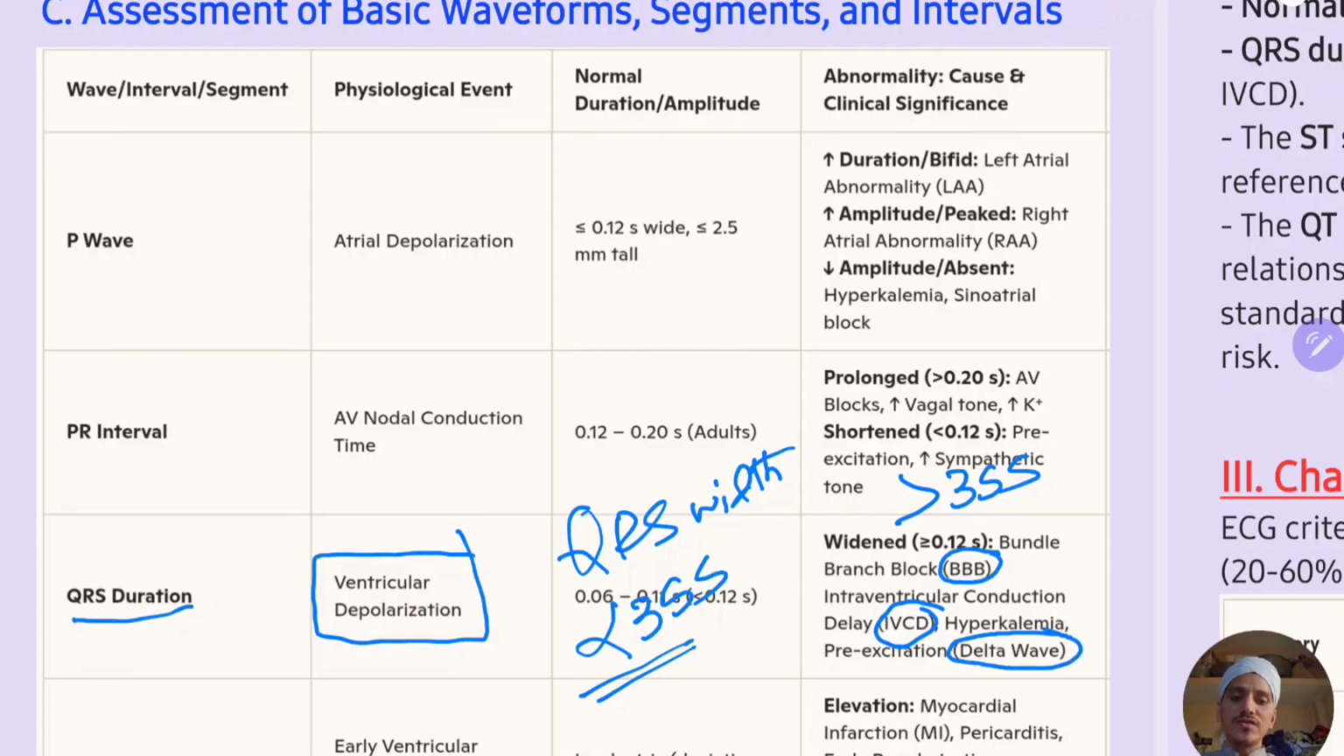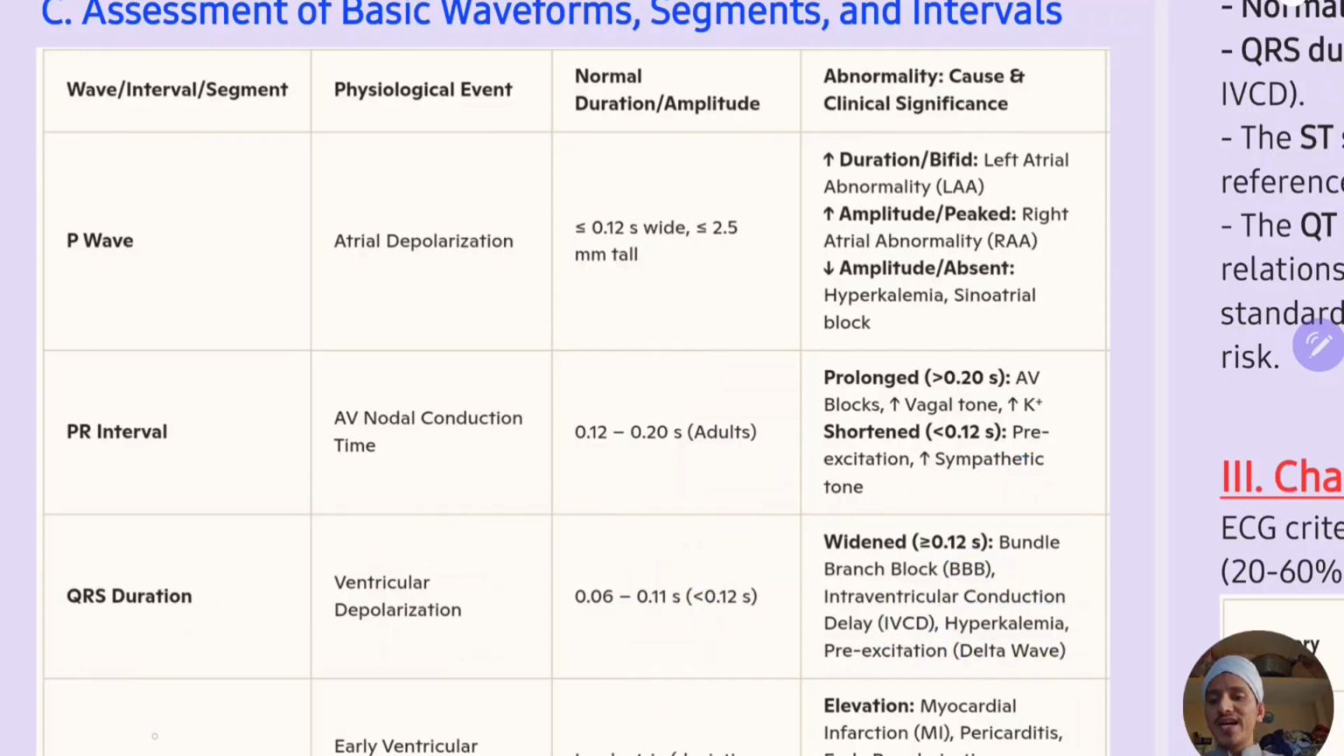For example, in WPW syndrome, you will have an extra delta wave that will cause QRS prolongation. And in severe hyperkalemia also you will see a prolonged QRS complex. Okay. So commonly just remember, in bundle branch blocks and in hyperkalemia, and in pre-excitation, meaning accessory pathway, you will have prolonged QRS complexes.